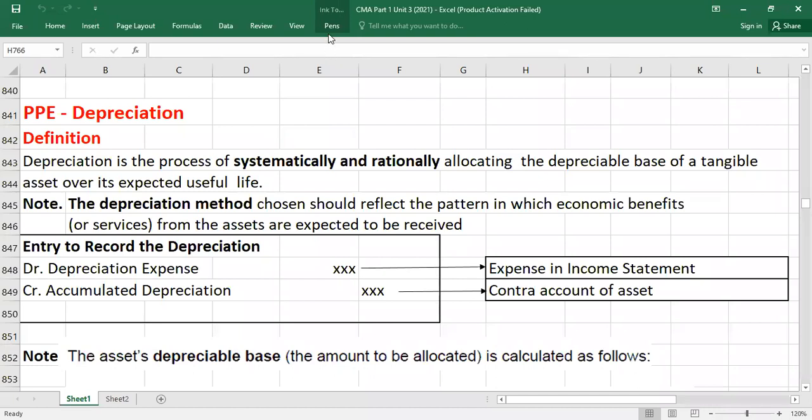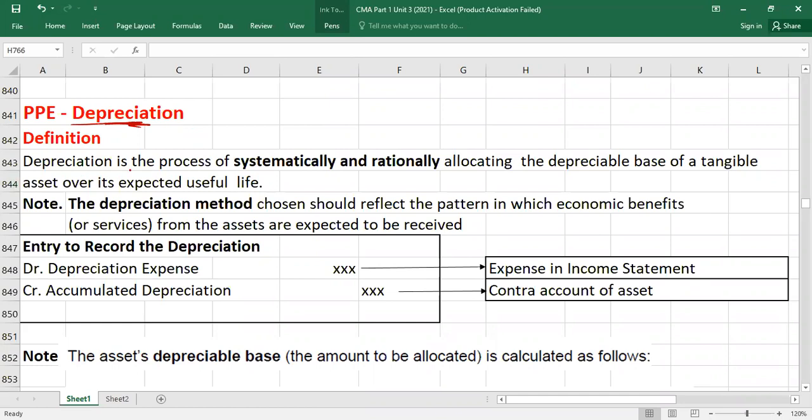So today we are going to discuss property, plant and equipment depreciation. This is an important topic also. And after the completion of depreciation, whatever the syllabus is there for your book, it will be over. So what is depreciation?